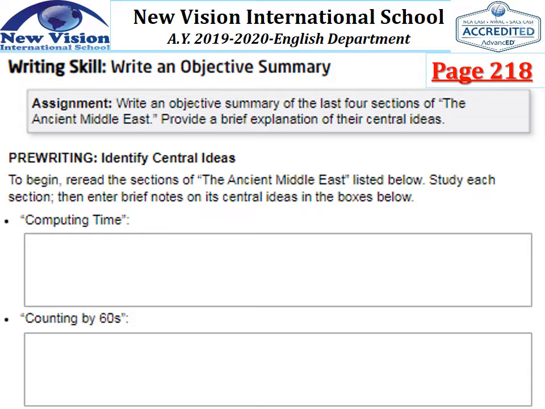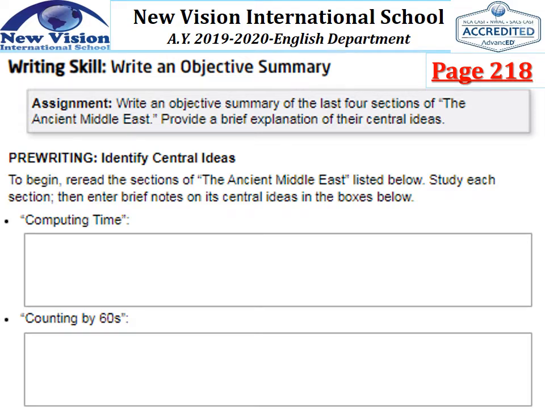Let's begin. The focus of this week's lesson in writing is your skill, which is to write an objective summary. Take a look at your page 218. For your assignment, you have to write an objective summary of the last 4 sections of your text in literature entitled The Ancient Middle East. You have to provide a brief or short explanation of their central ideas. For your pre-writing activity, you have to identify the central ideas.